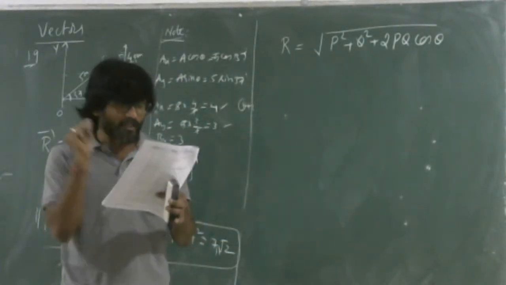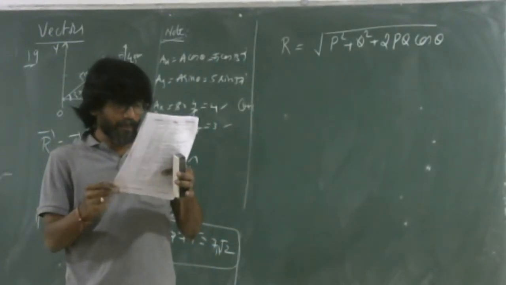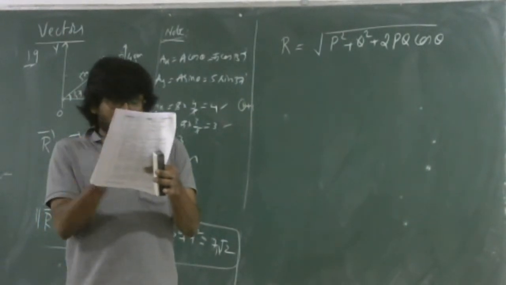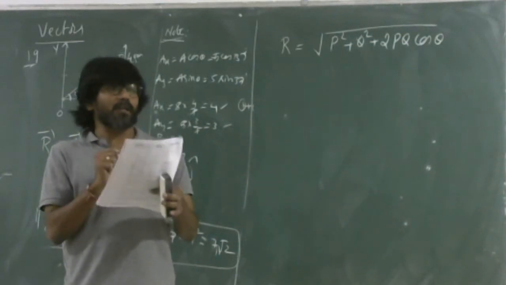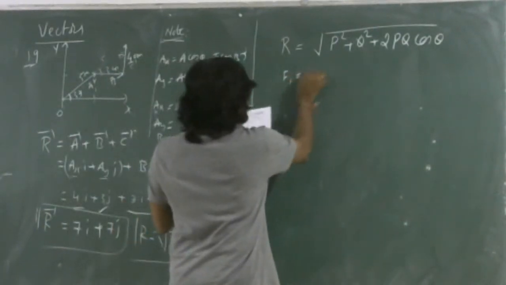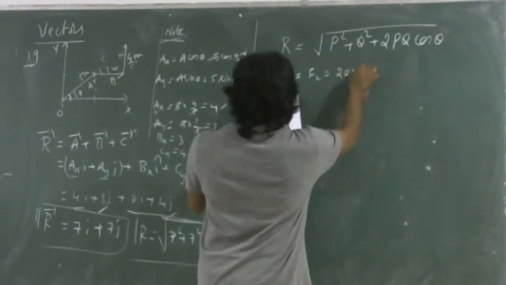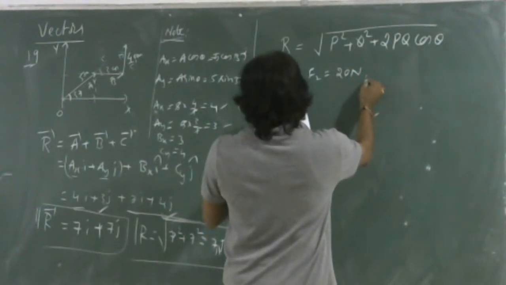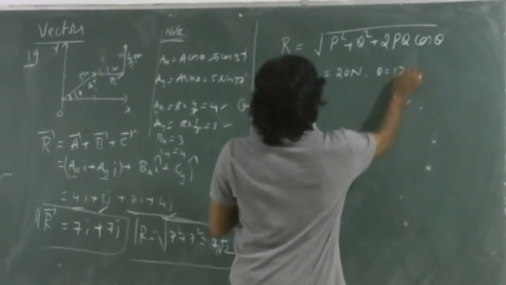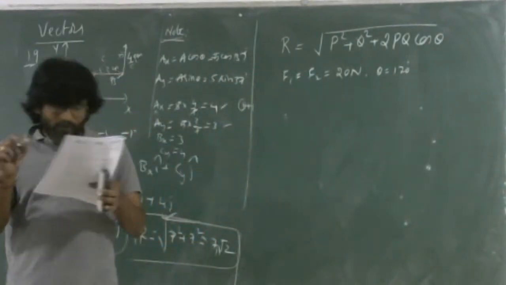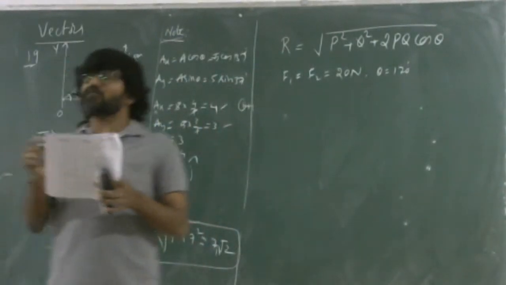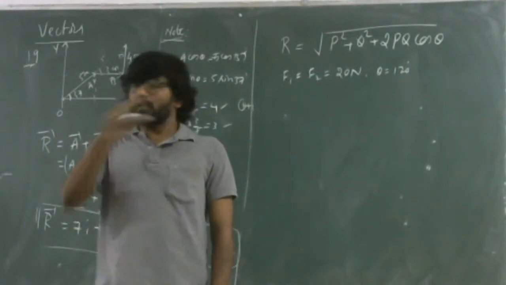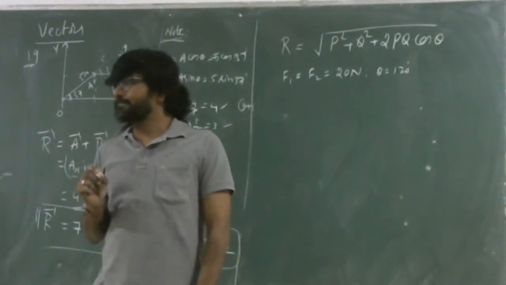That's it. So here it is given that two forces F1 and F2, each of 20 newtons, both are equal. F1 is equal to F2 is equal to how much? 20 newton. They are acting on a body at 120 degrees. So theta is equal to 120 degrees. Acting on a body at 120 degrees means the angle between these two is 120. Got it?